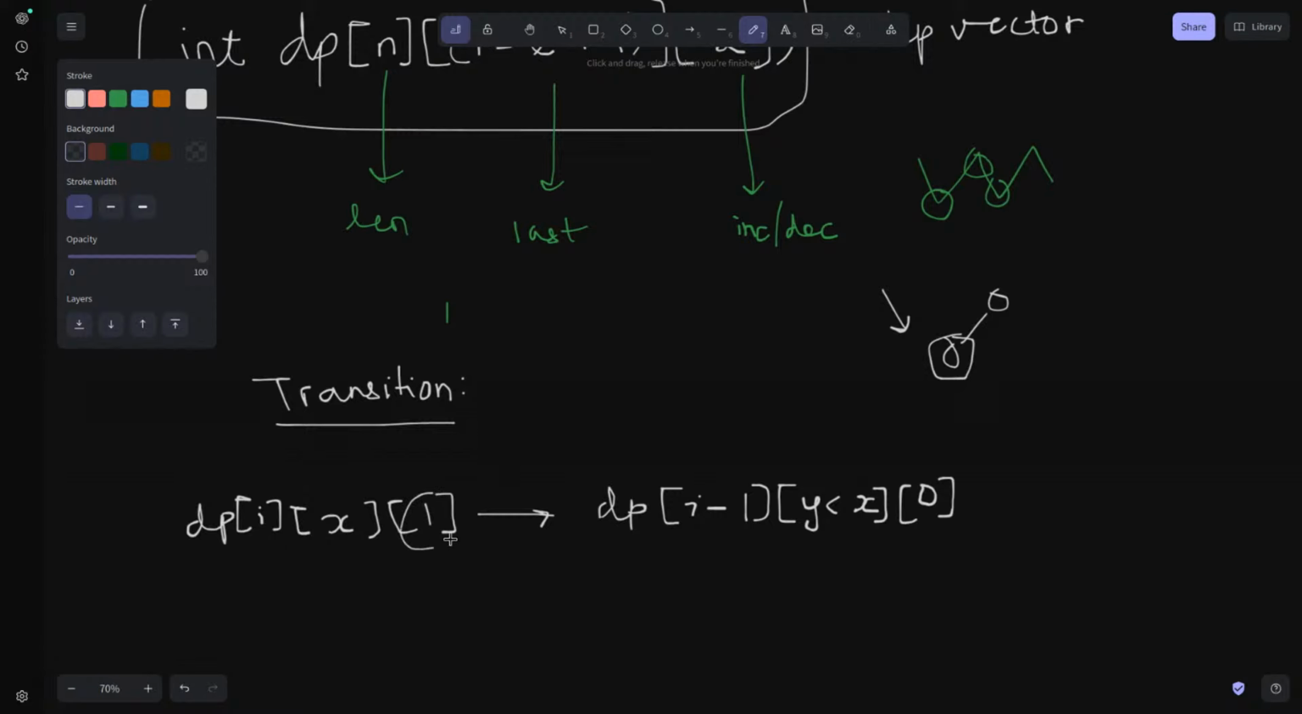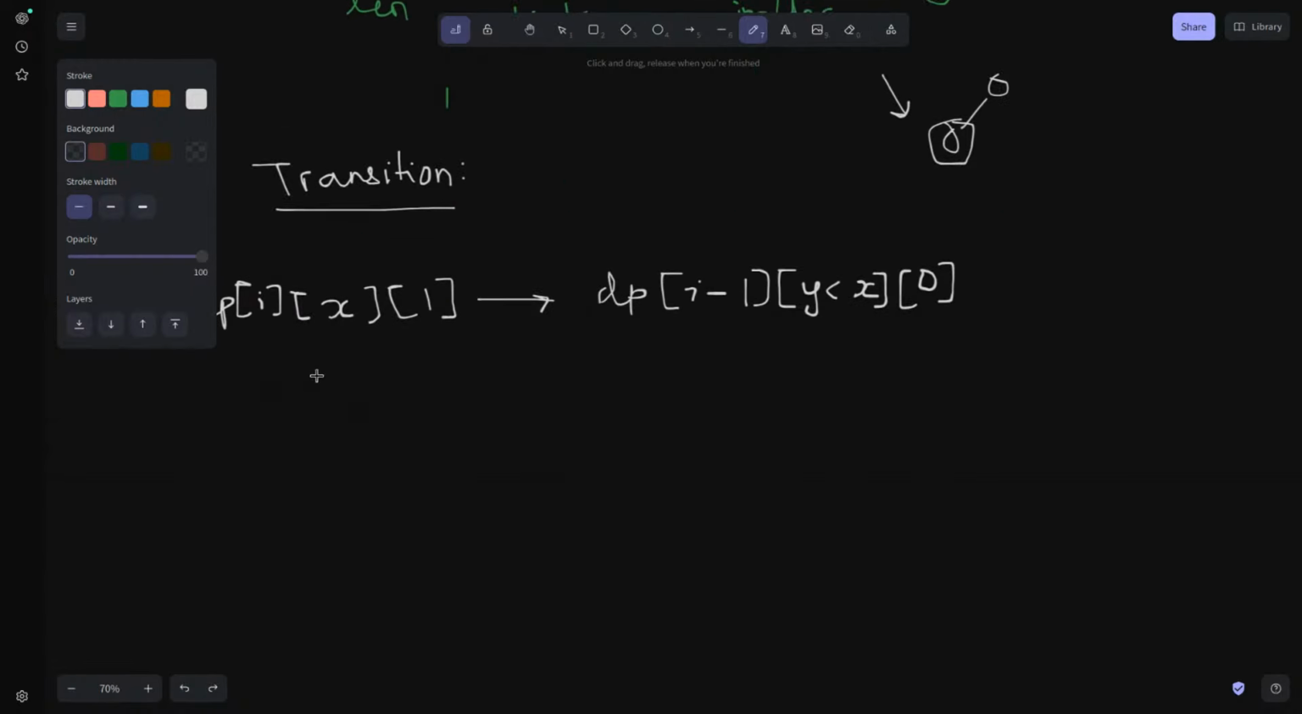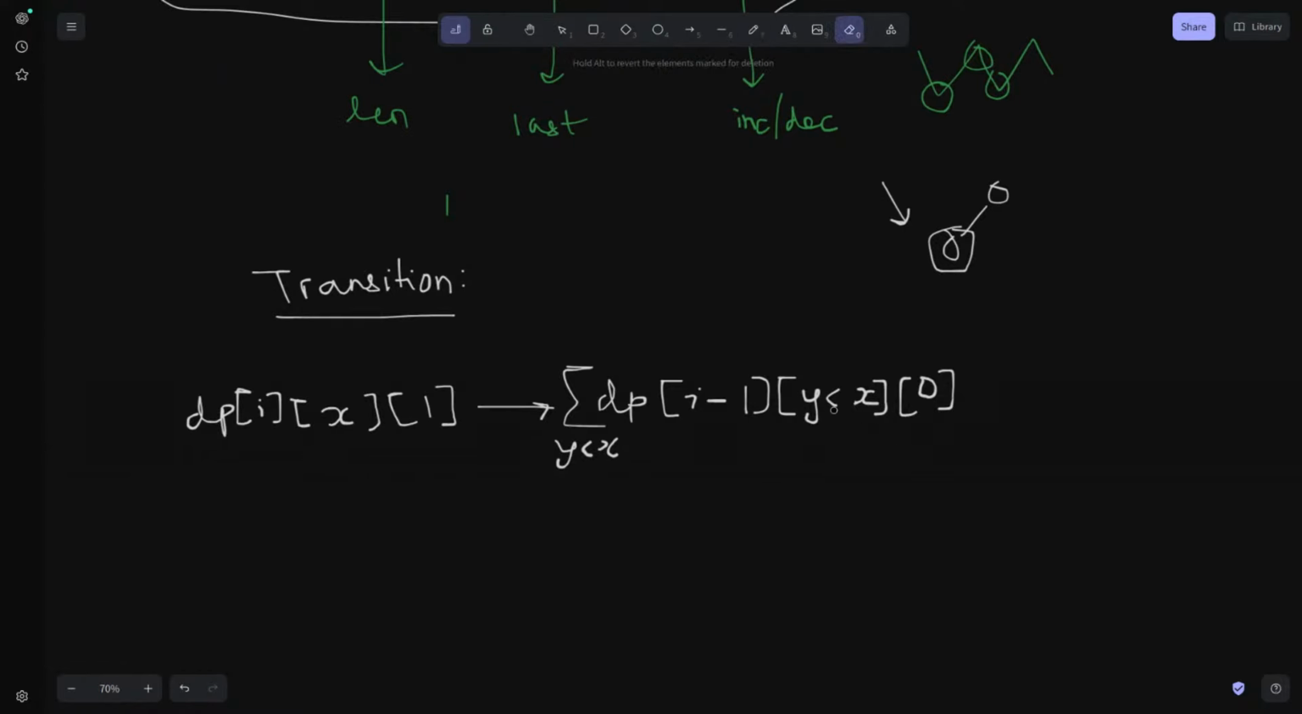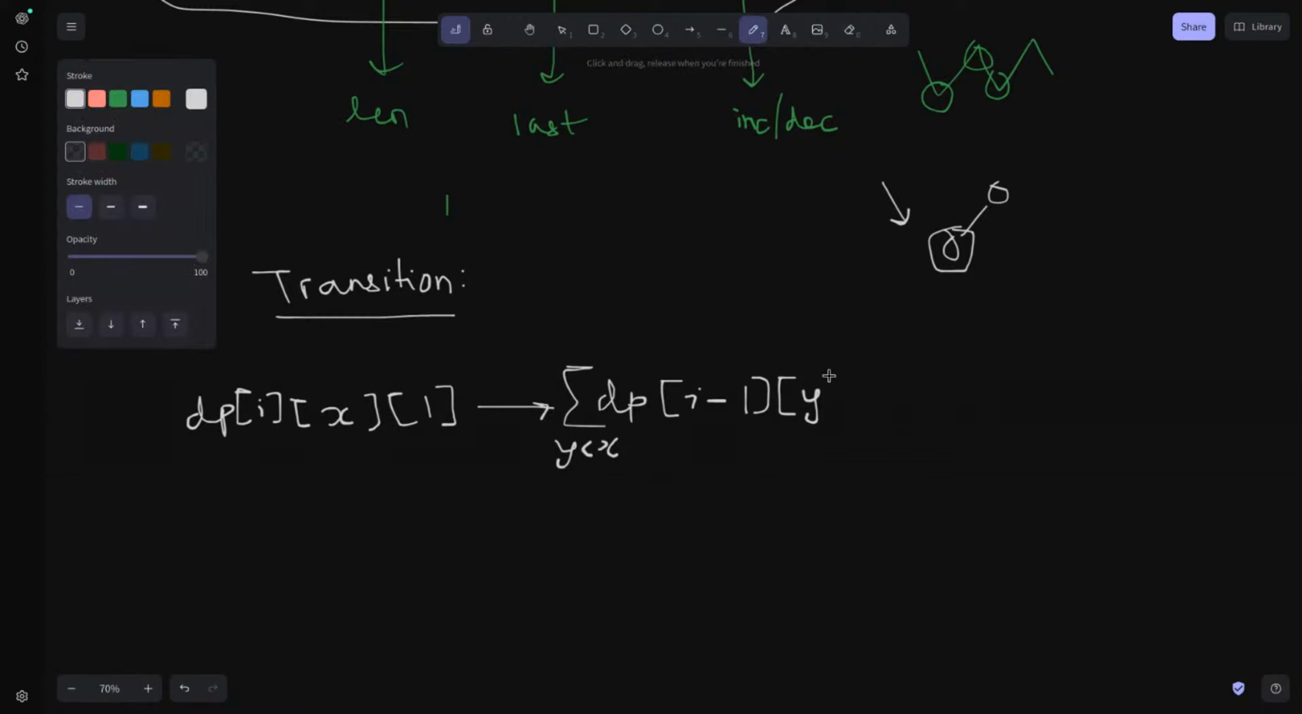So basically, if at the current position it has an increasing pattern, obviously it's larger than the previous element, and then the previous element should have had a decreasing pattern, right? So dp of I x comma 1 will be the sum of all y less than x for this. Here I wrote y less than x itself, so I can just erase that and just write y. Okay, so I can write y is 0.